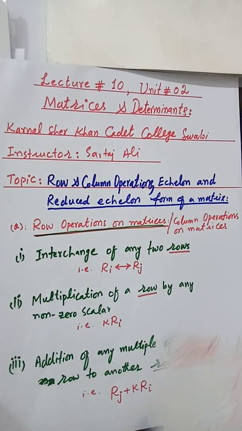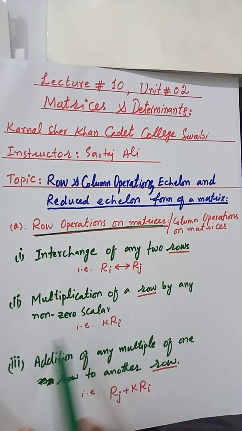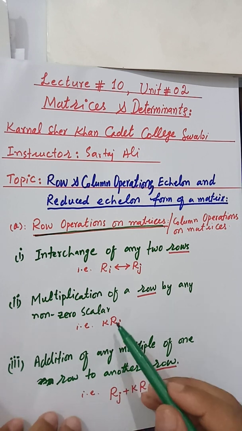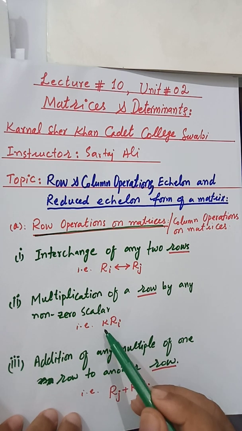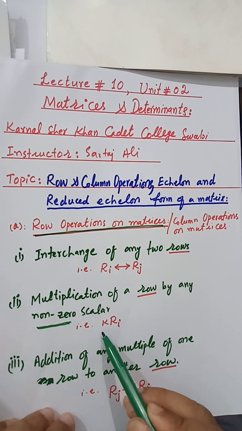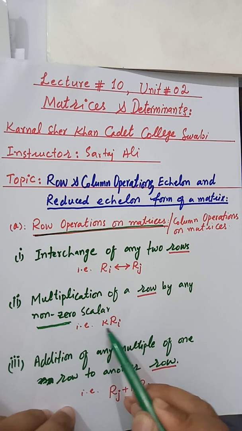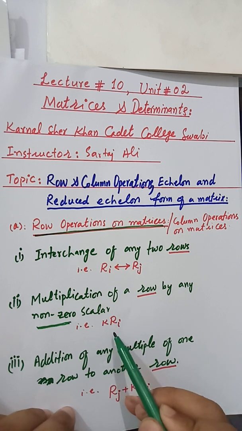The next row operation is multiplication of a row by any non-zero scalar. Any row can be multiplied with any non-zero scalar. For example, Ri is the row and you are multiplying that row with k. Remember that the scalar must be non-zero, so the value of k must be a non-zero real number. This is the symbolic representation of this.